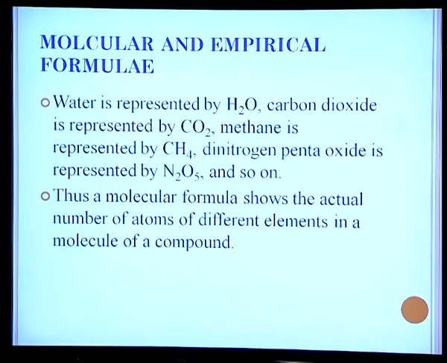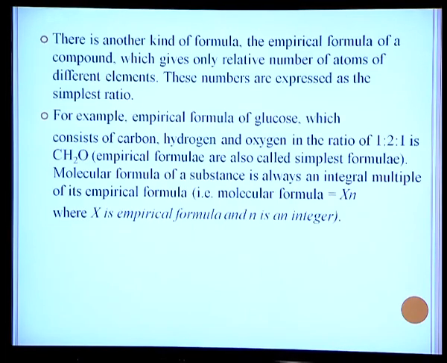Now molecular and empirical formula. Water is represented by H2O, carbon dioxide by CO2, methane by CH4, dinitrogen pentoxide by N2O5, and so on. Thus a molecular formula shows the actual number of atoms of different elements in a molecule of the compound. There is another kind of formula, the empirical formula, which gives only the relative number of atoms of different elements. These numbers are expressed in the simplest ratio.